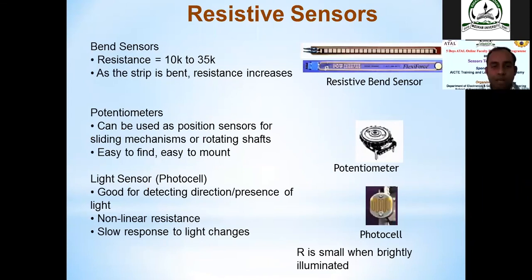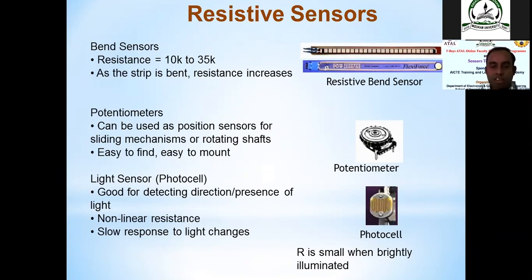Now, a little bit about the resistive sensor. Normally, for the resistive sensors we have in the market, if we bend them, their resistance increases. So from there, if there is any bending, we can measure it. If we do the proper calibration, then we can measure how much it is bent. A potentiometer can also be used as a position sensor. If a sliding door is there, how much it has slid can be measured from the potentiometer.